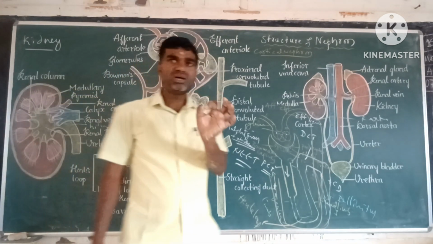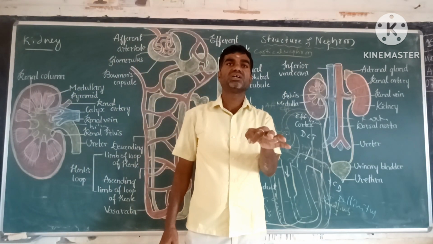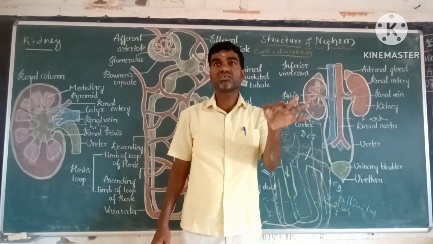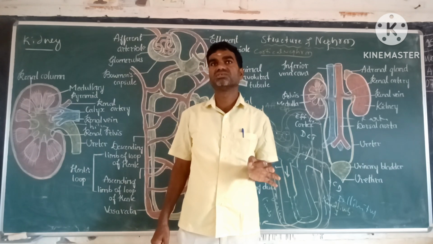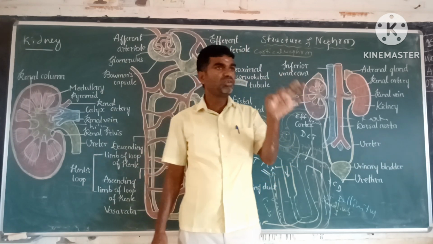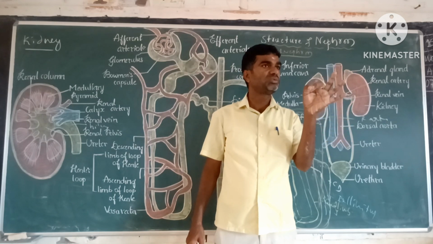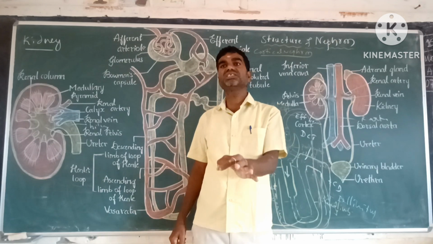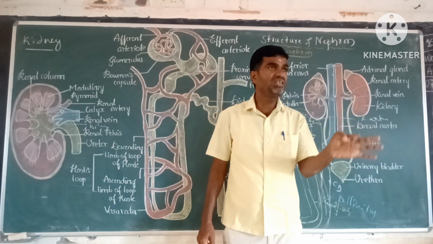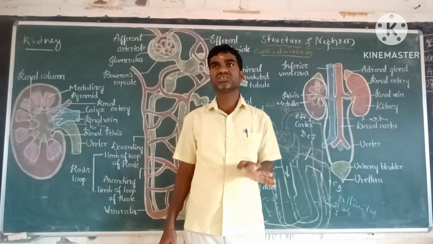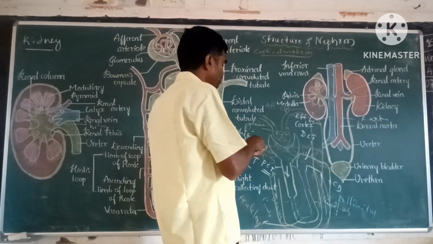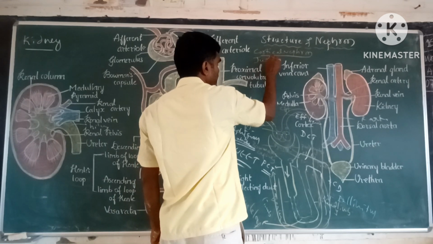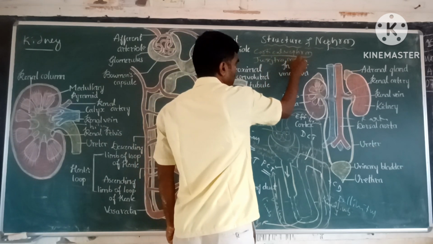Where the loop of Henle is too short and goes very little into the medulla region, it is called a cortical nephron. Which nephrons? Cortical nephrons. And the other important type is called juxtamedullary nephrons.